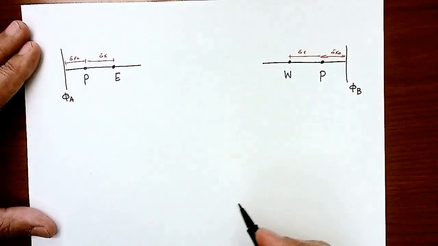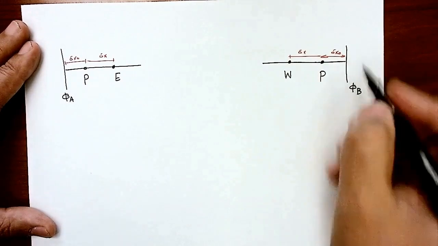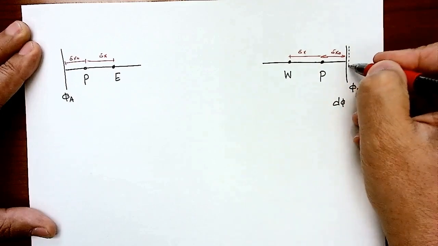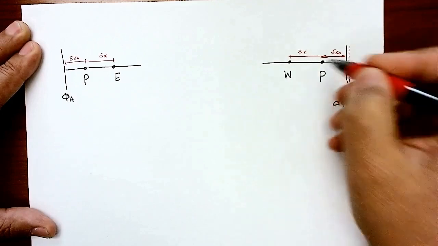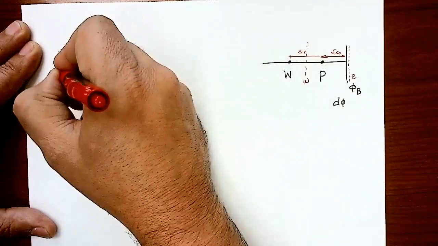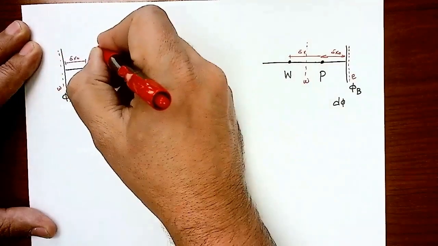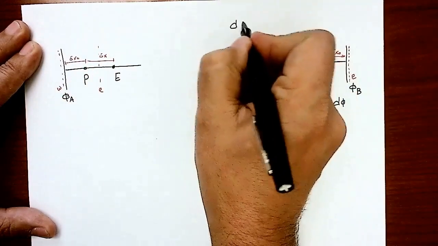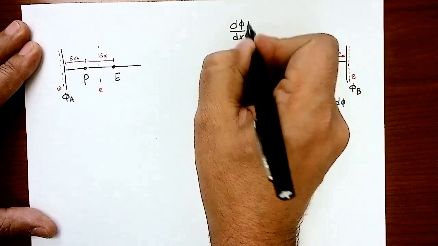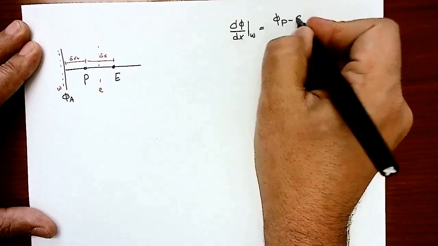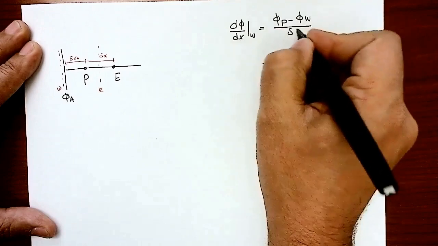Now I need to get d phi. Now the east face is going to be here for the node B. That's the east face. The west face has no problem. Now this is going to be the west face, and the east face here has no problem. So d phi by dx on the west face is very easy here. That's phi P minus phi west divided by delta x west. Done.